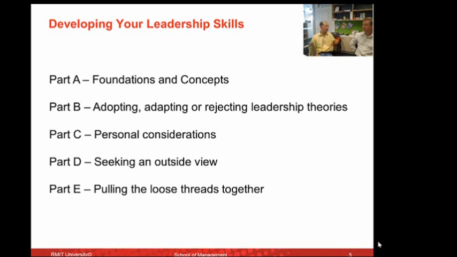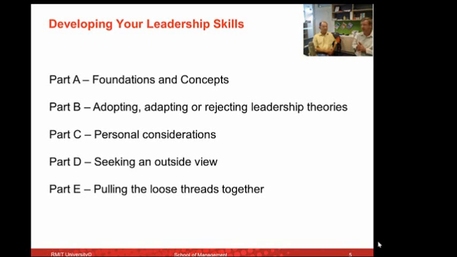So you've covered the introduction. So this is now part A. It's about foundations and concepts. Yeah, but maybe just before we talk about that, let's explain the 5 parts, because part A, foundations and concepts. What is this whole assignment about? What are the basic building blocks?